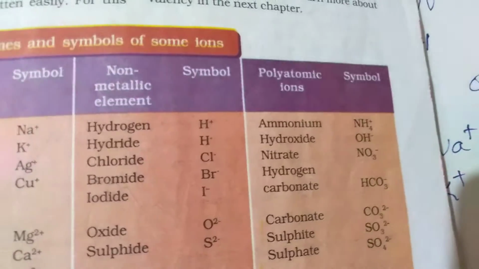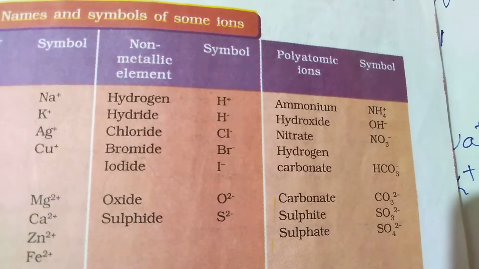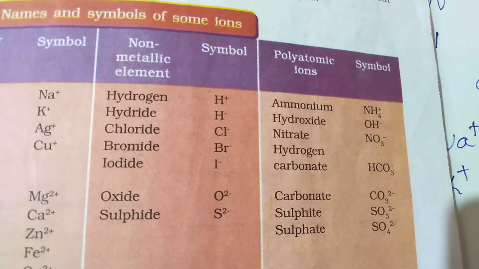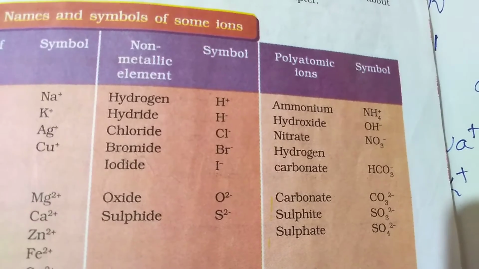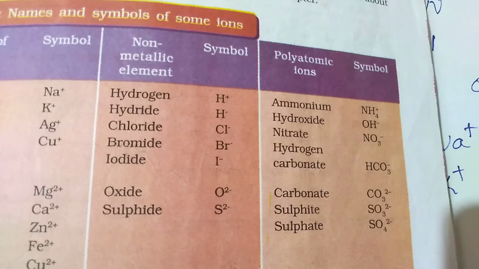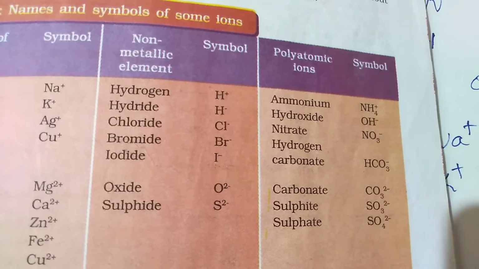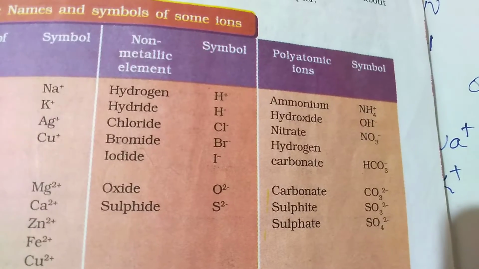When you come to the non-metals like hydrogen, these have H+, hydride H-, chloride Cl-, bromide Br-, iodide I-. These are non-metals and they are ready to attract electrons. Minus means they are ready to attract electrons.